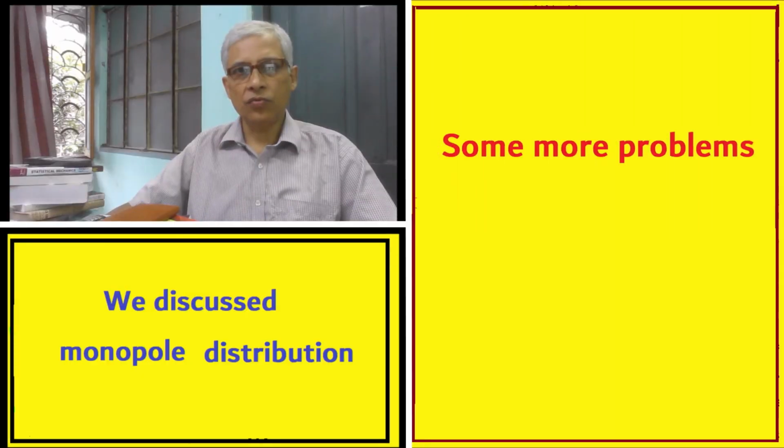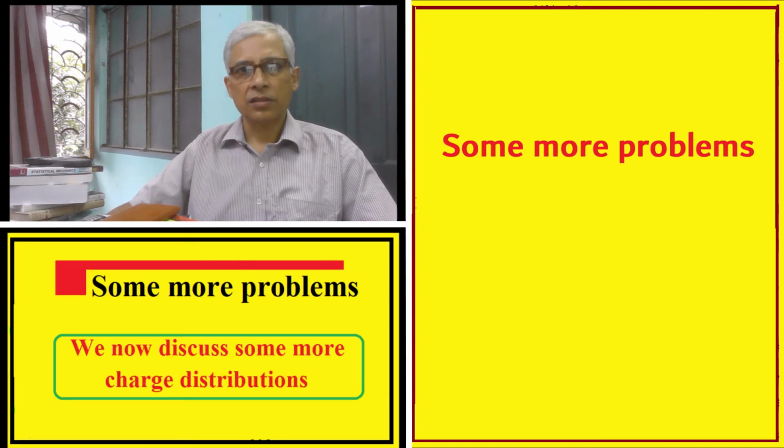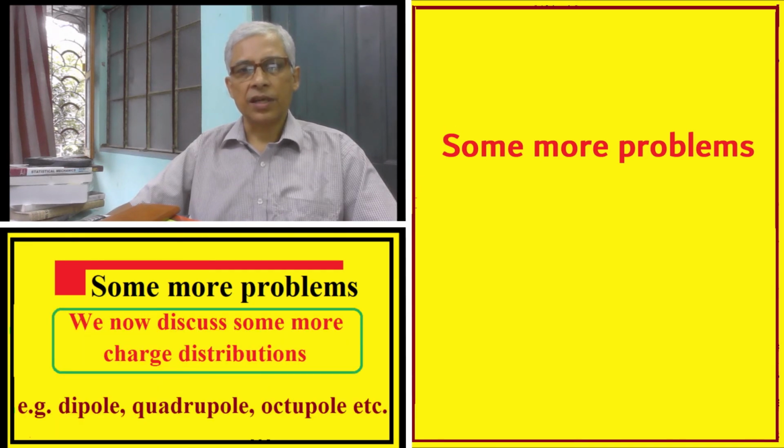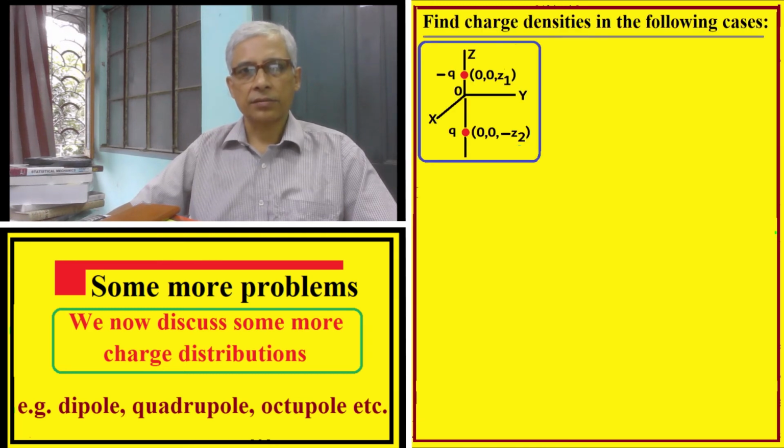We discussed how to find the charge density of a monopole, whatever be its coordinates, with the help of Dirac delta function. Let us proceed to do some more problems. We would find charge densities in case of some more discrete charge distributions. For instance, a dipole, a quadrupole, linear or planar, an octupole, etc.